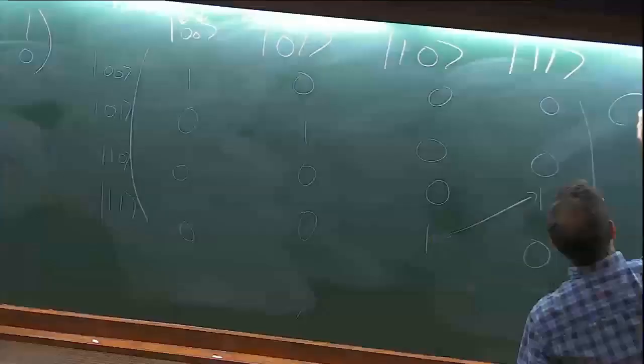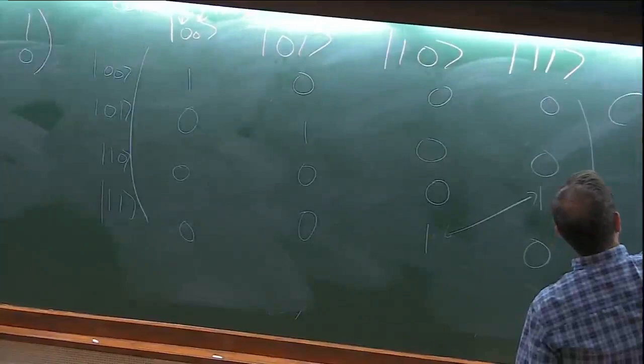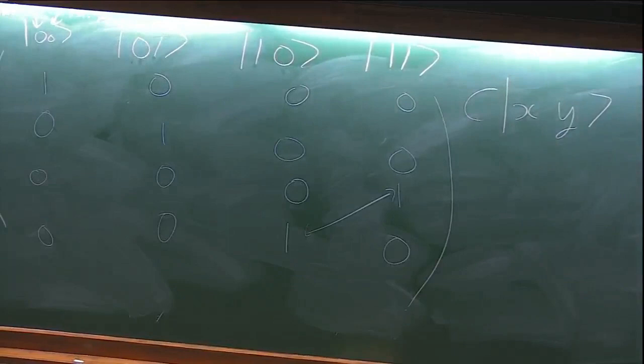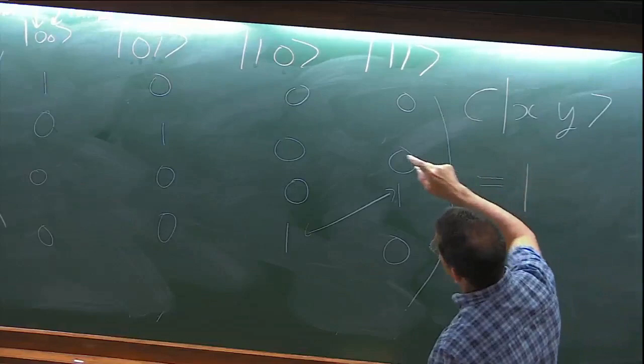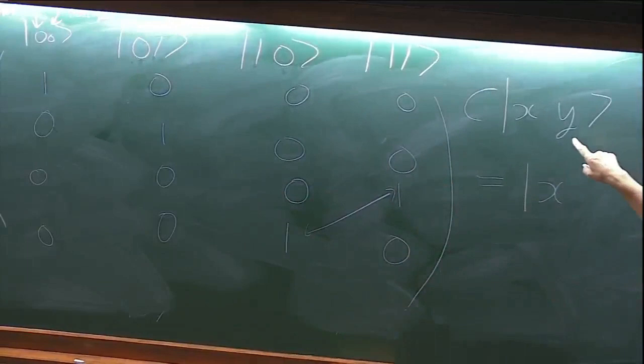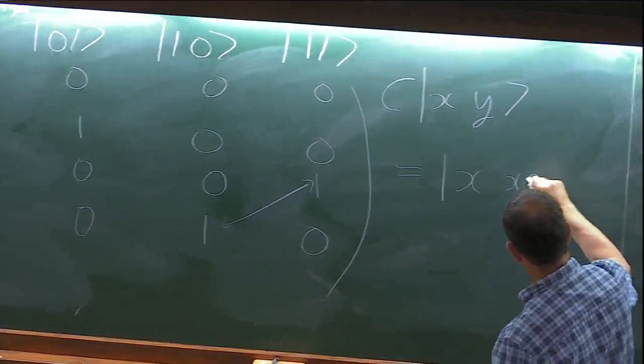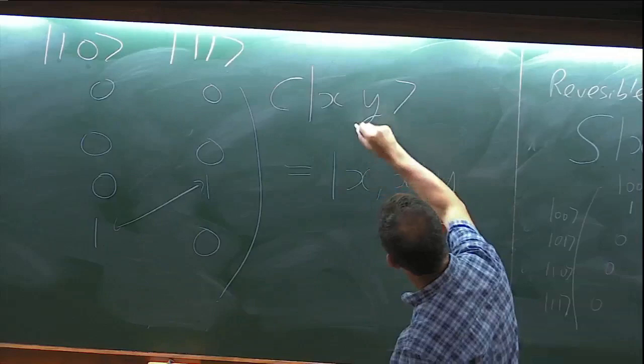Now, I think you can see what is happening. This is the C-NOT acting on X and Y, where the first one is the control and the second is the target. What do I end up with? As we said, the control bit doesn't change. And the target flips if X is 1. Now, how can I write that? Right, very good. So it's the exclusive OR, or if you want, a modulo 2 addition of X and Y.